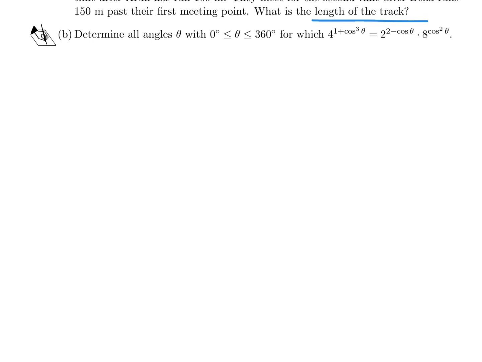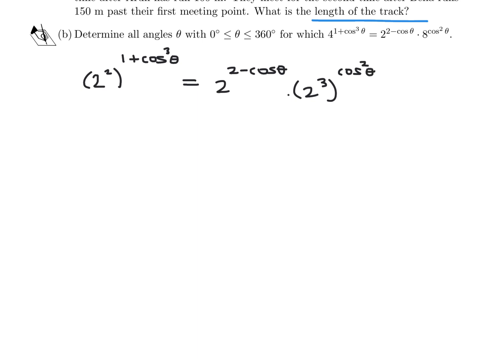Determine all angles theta, where theta is between 0 and 360 inclusive, for which 4 to the power of 1 plus cos theta cubed is equal to 2 to the power of 2 minus cos theta times 8 to the power of cos theta squared. I'm going to change all of those to powers of 2. So cos theta cubed, and then that's already as a power of 2. And that's 2 to the power of 3 times cos theta squared.